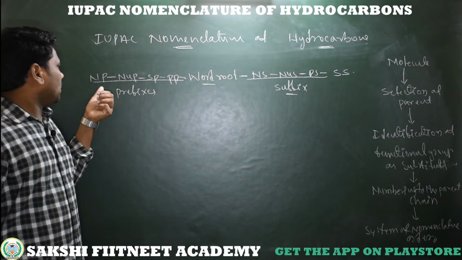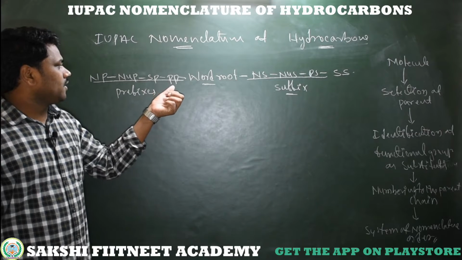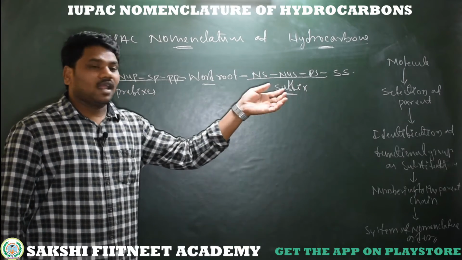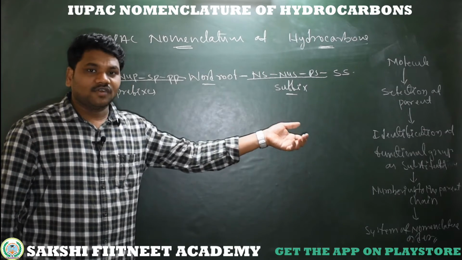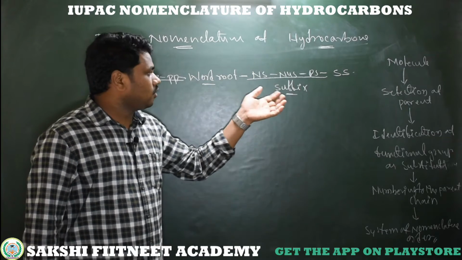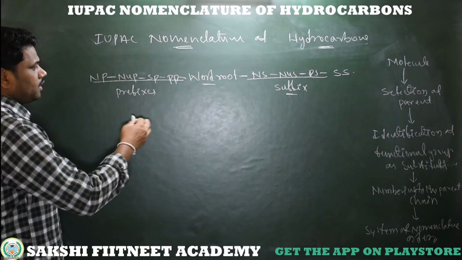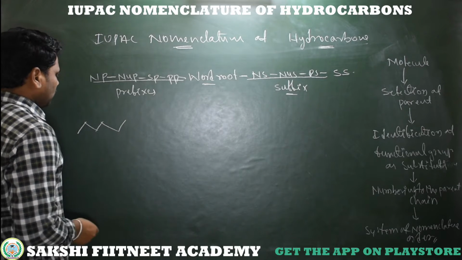That means what is number prefix, numerical prefix, secondary prefix, primary prefix, word root, and the suffixes, we already discussed in our previous videos. So you just watch them, then it's very easy to write nomenclature for any compound. Now here I am taking some examples. We will follow these rules, then we will try to write the name.